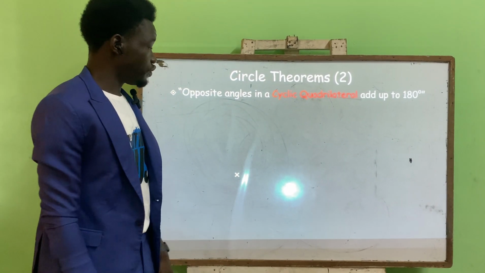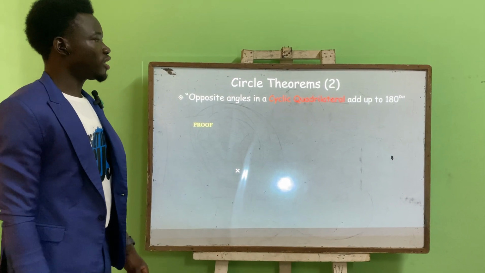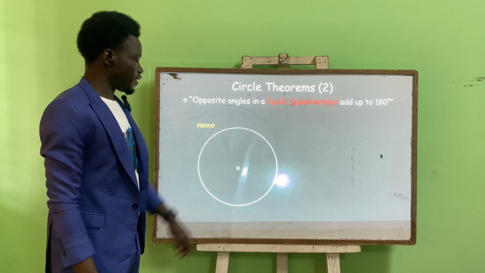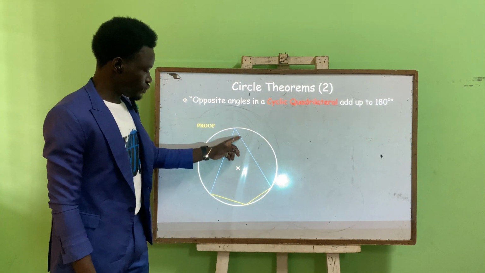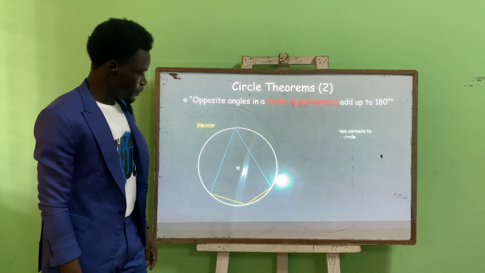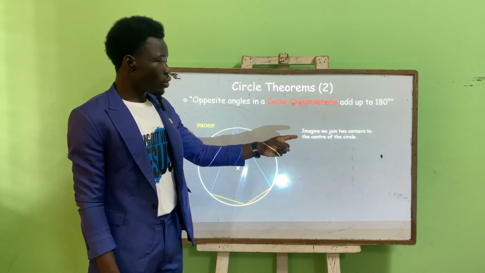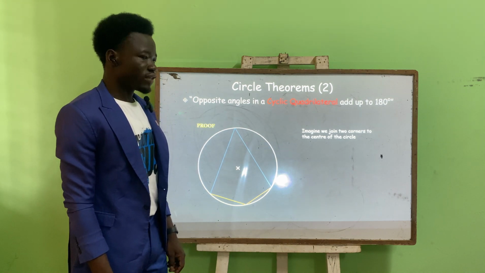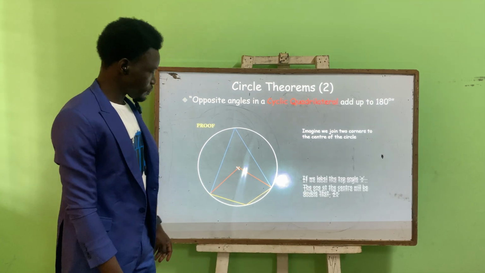The same theorem, I still continue. The proof, what do you look at in the proof? Why would I say that it adds up to 180 degrees? So if I have a circle, and this is the center, and this is a quadrilateral, a four-sided plane figure, drawn inside there. Imagine we join two corners to the center of the circle.